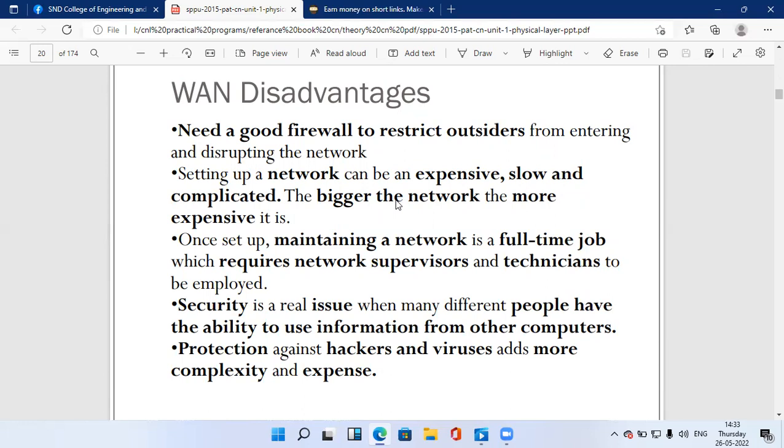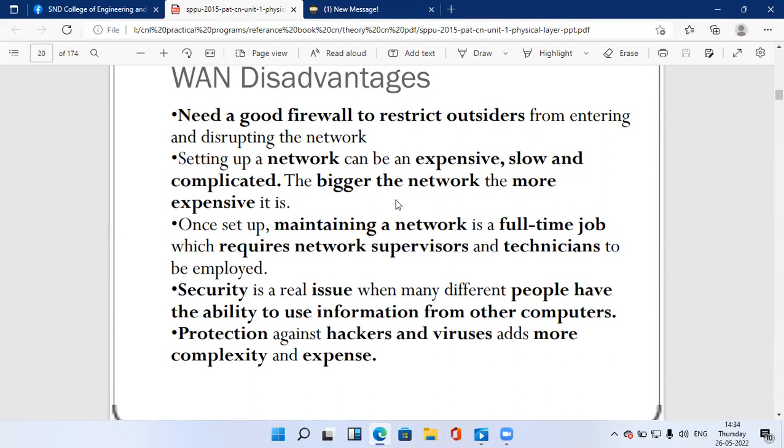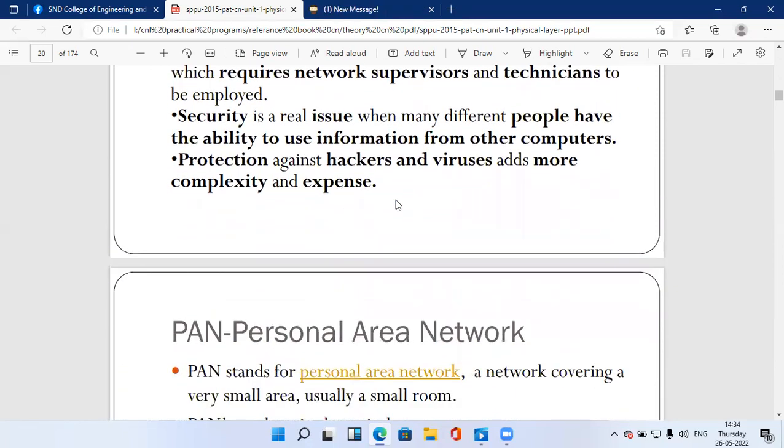Security is a real issue when many different people have the ability to use the information from other computers. Protection against hackers and viruses adds more complexity and expense. So these are some advantages and disadvantages of WAN.